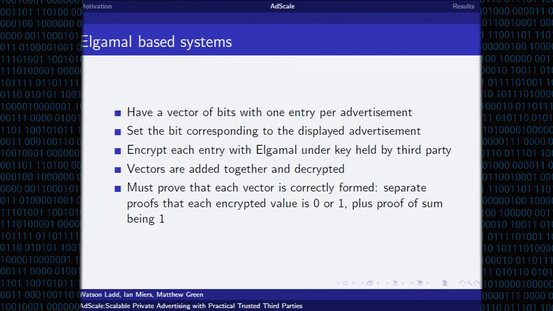Now, we have to prove that each vector is correctly formed. The reason for this is advertisers might say, yes, I saw this ad a few billion times, and that turns out to be a negative number, so they can get free displays. So you have to prove separately that each encrypted value is 0 or 1, and you have to prove that the sum of all the entries you encrypted is 1.